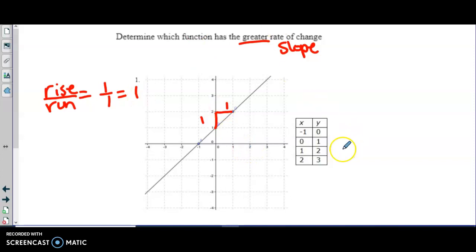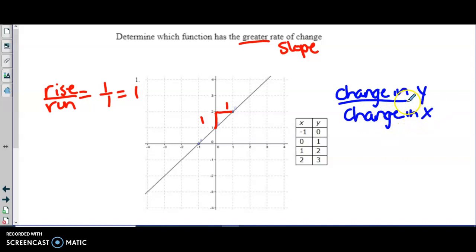All right, now let's look at the t-table. For the t-table, I'm going to use the change in y over the change in x. So I'm going to look and I'm going to say, okay, what is the change in y? How do I go from 0 to 1? I add 1. From 1 to 2, I add 1. From 2 to 3, I add 1. So the change in y is 1 because that's what I'm changing each time.